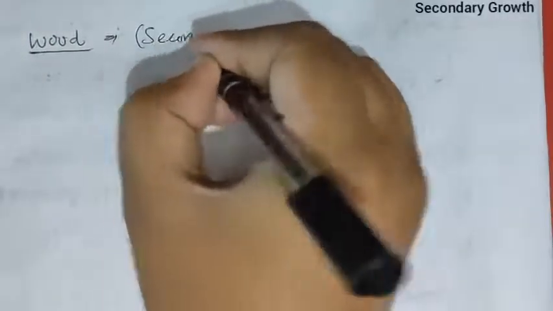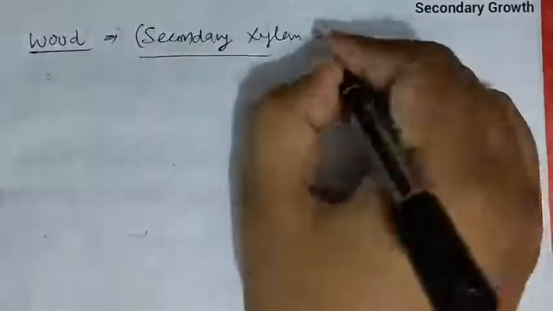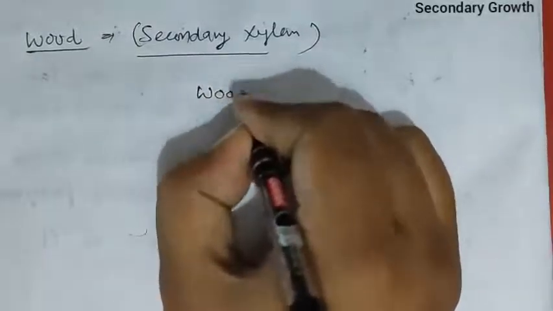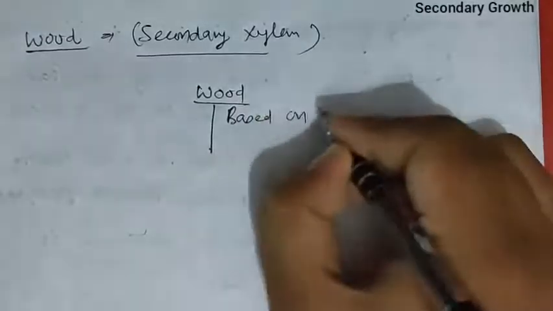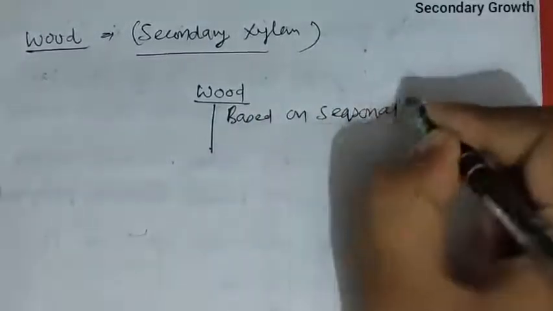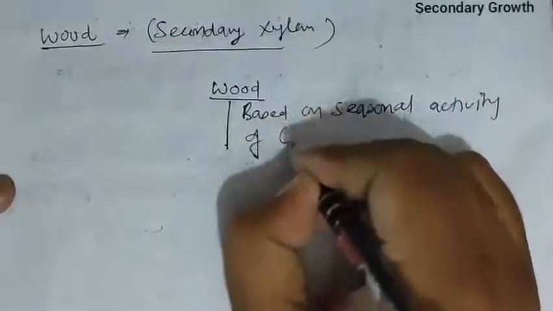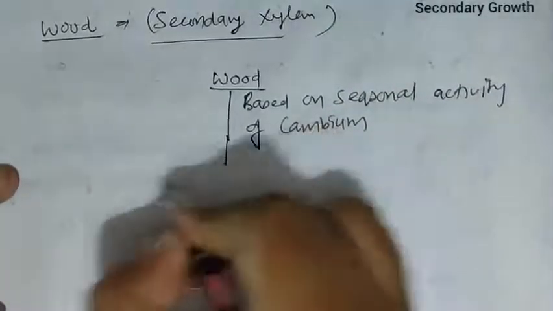Now next we talk about wood. Wood is nothing but secondary xylem, and this is of several types. So first we talk about a type of wood based on seasonal activity of cambium, based on seasonal activity of cambium.